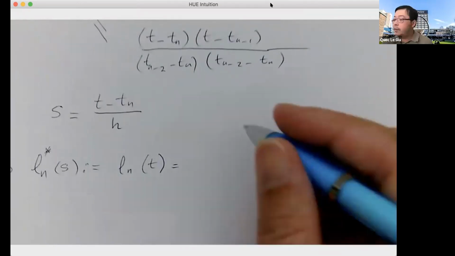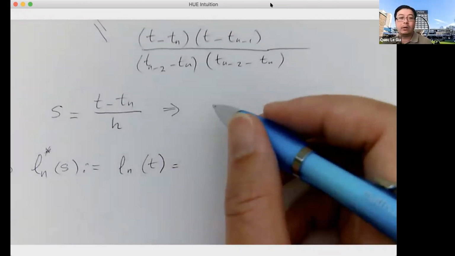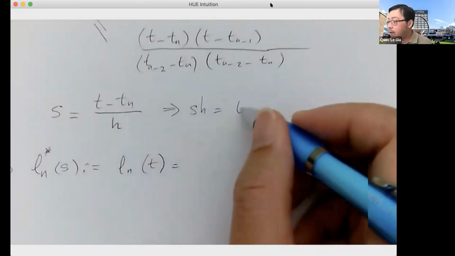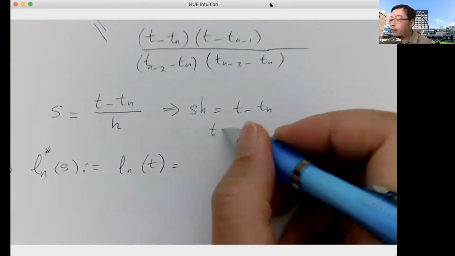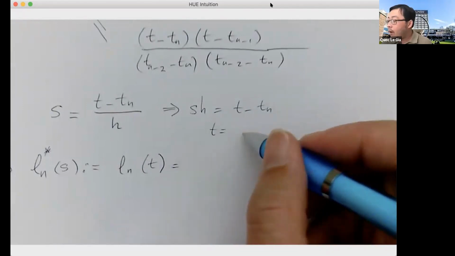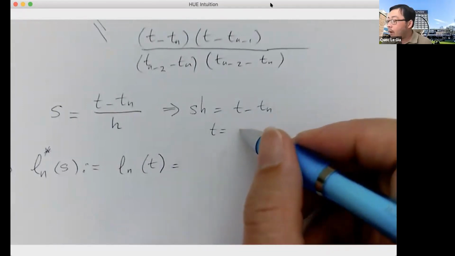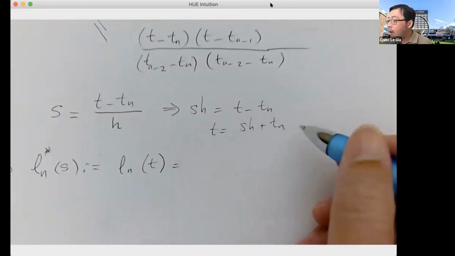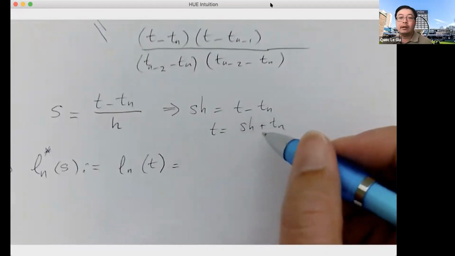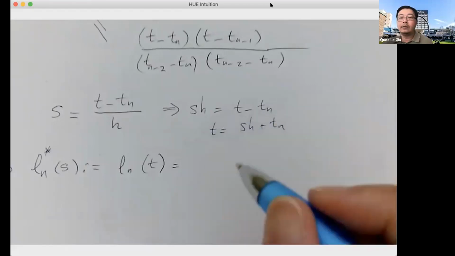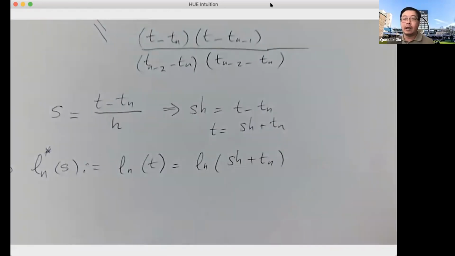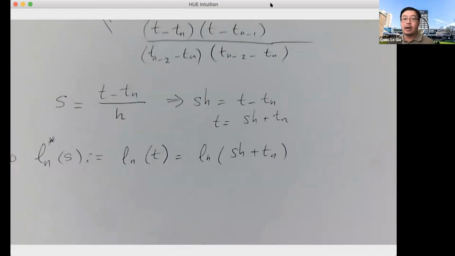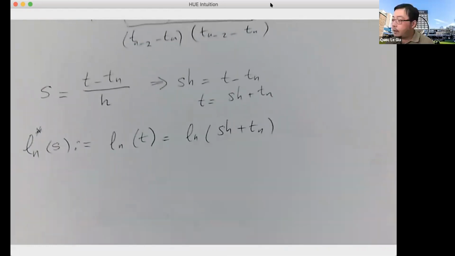So remember in this case, you make a transformation of variable. You have sh equal t minus t_n. Therefore t equals sh plus t_n. So you move t_n to the left. So this one will be L_n of sh plus t_n, and then this is a function of h only. So now how do I do that?